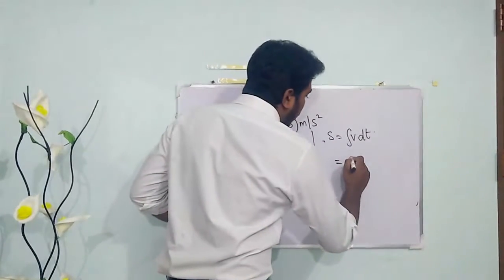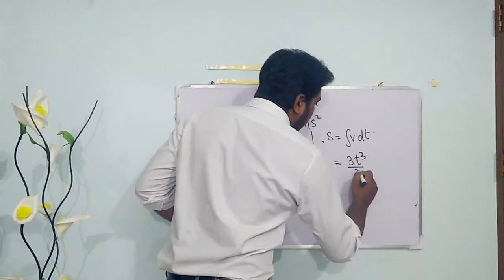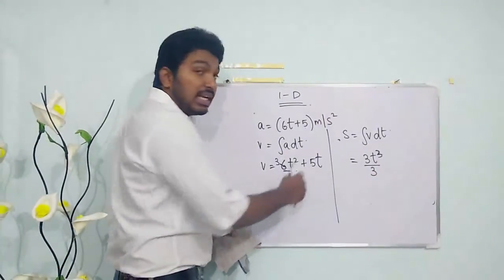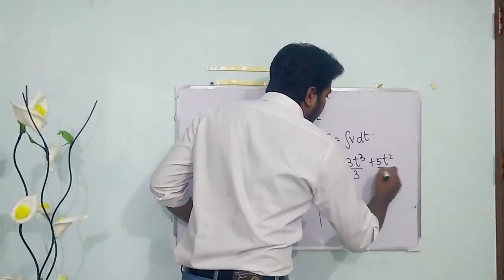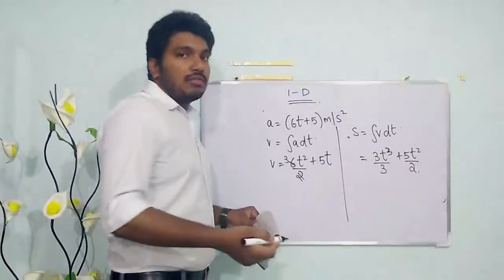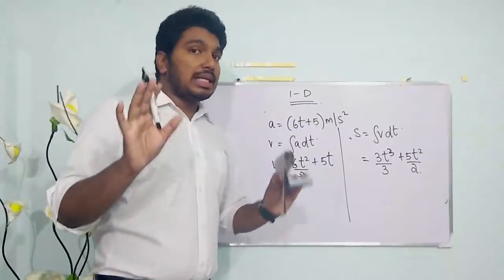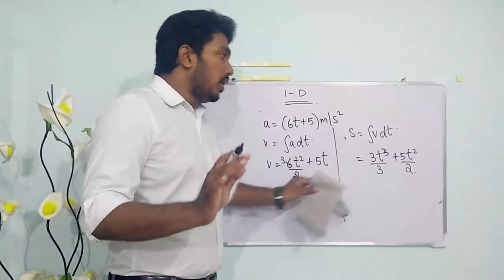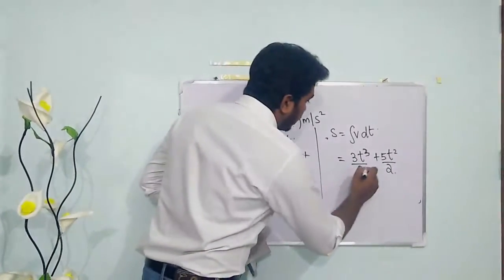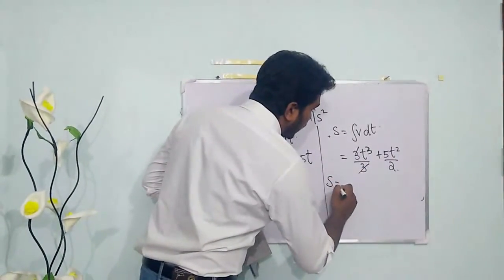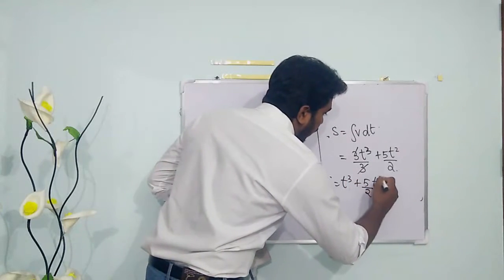Integral of 3t square will be what? 3t cube by 3. 5t integral will be what? 5t square by 2. Okay, I'm assuming that you know how to take the integration, so that's why I'm not showing you the method there. Alright, so the 3 and 3 get cancelled. So s is equal to t cube plus 5 by 2 t square.